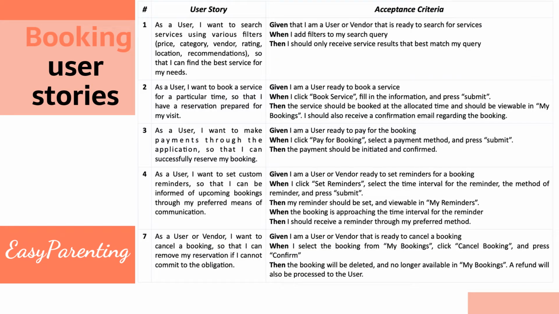The user stories that we have follow the given, when, and then pattern. They address the topics of how appointment bookings are created, paid for, searched, cancelled, and how to manage booking reminder notifications. For example, as you can see in item number 1, our users would like to be able to search services using various common filters such as price and location to find the best service for their needs. The acceptance criteria is phrased: given that I am a user or vendor that is ready to search for services, when I add filters to my search query, then I should only receive service results that best match my query.